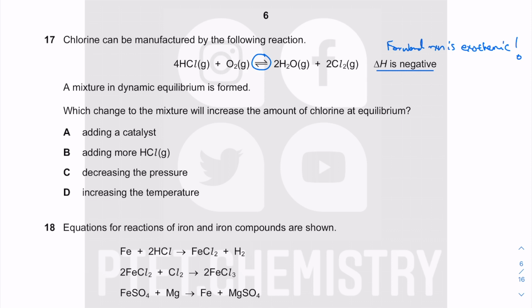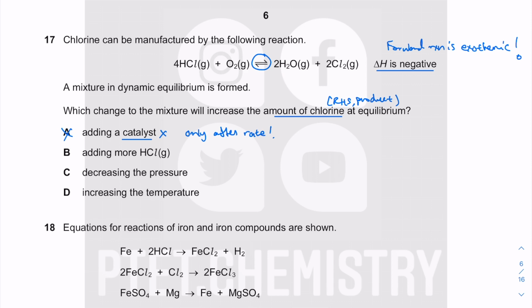Right? So you want to increase the amount of chlorine. Chlorine is on the right hand side, is a product, so you want more product. You want the equilibrium to favor to the right hand side. First of all, you can cross out catalysts. Catalysts affect rates. Okay, it only affects rates of reaction. It does not affect anything to do with equilibrium position.